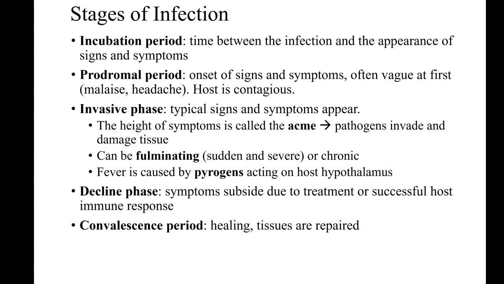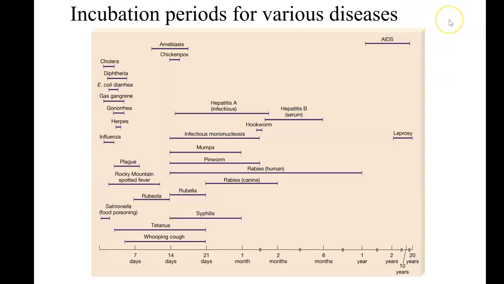So, the first stage is the incubation period. This is going to be the time between the infection and the appearance of those signs and symptoms. Now, this can vary for diseases. So, I'm going to show you a little chart here. Here's a chart of some typical incubation periods for diseases. If we take a look at things like influenza, that's going to be a very short time, like maybe 24 to 48 hours. Something like a cold is typically 48 hours. Chickenpox is more on the average of about 2 weeks.